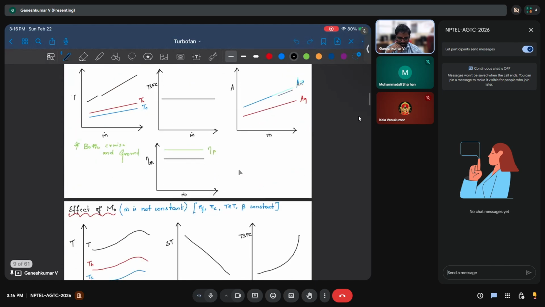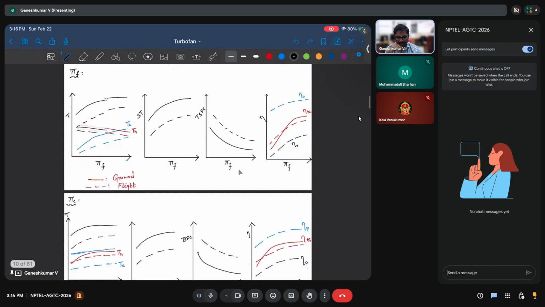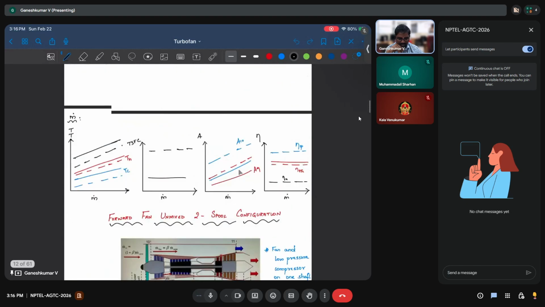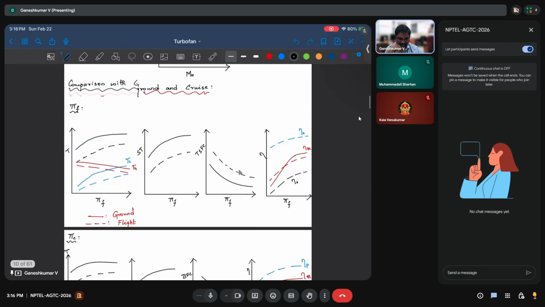Turbine entry temperature: you must know, you have studied this long. Ground and cruise conditions: I'm not going to get into details, but if you have any doubts in this, please feel free to stop me and ask.